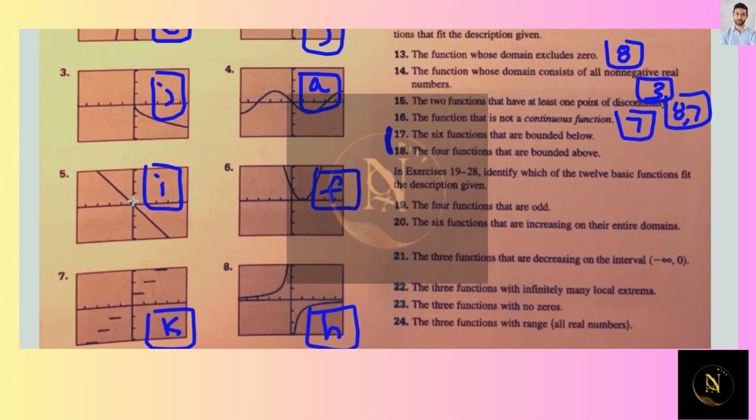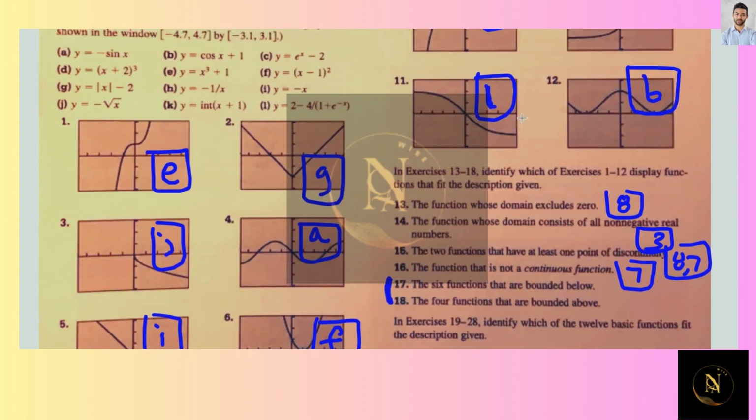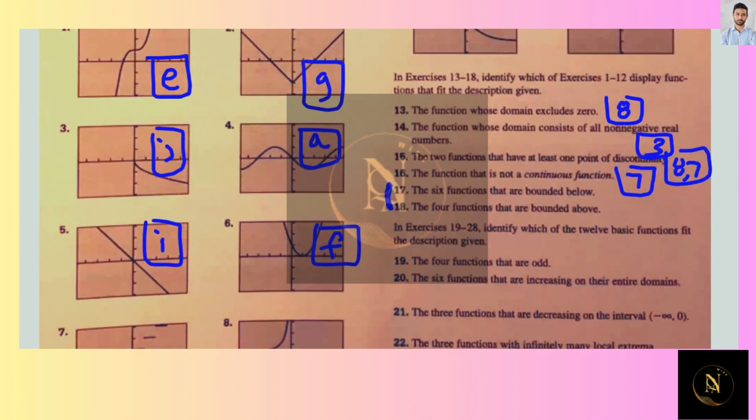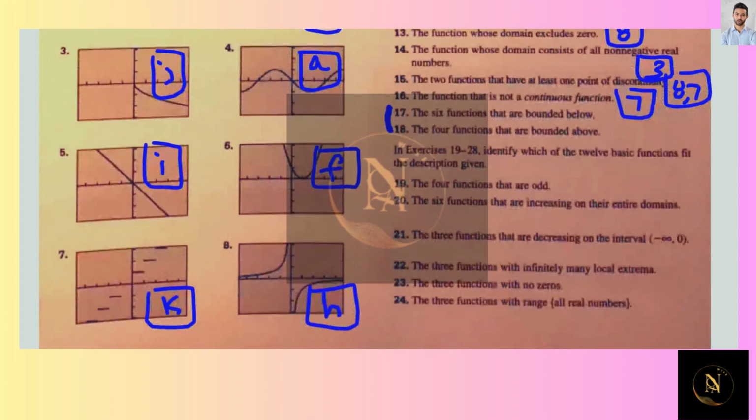Which of the 12 basic functions, which 4 are odd? The 4 functions that are odd have to be symmetric about the origin. And so that would be 4, 5, 11, and 7.